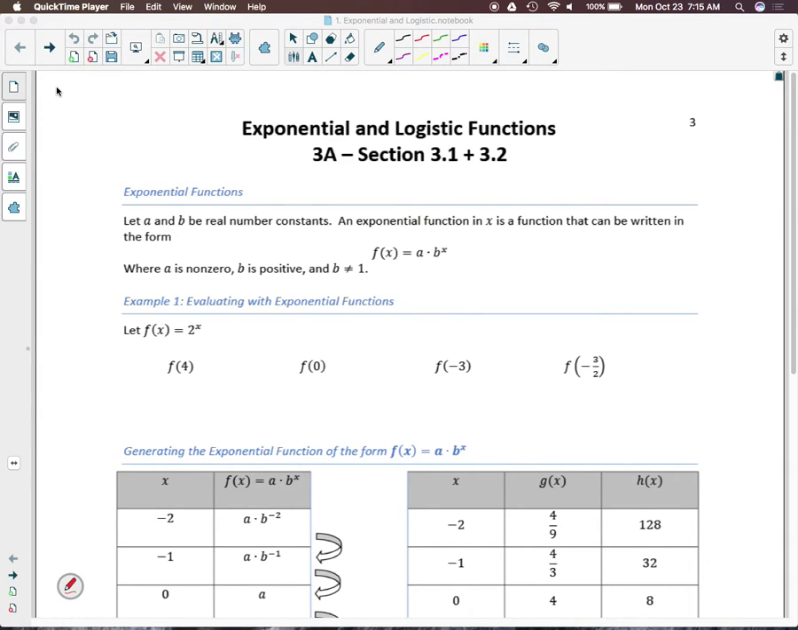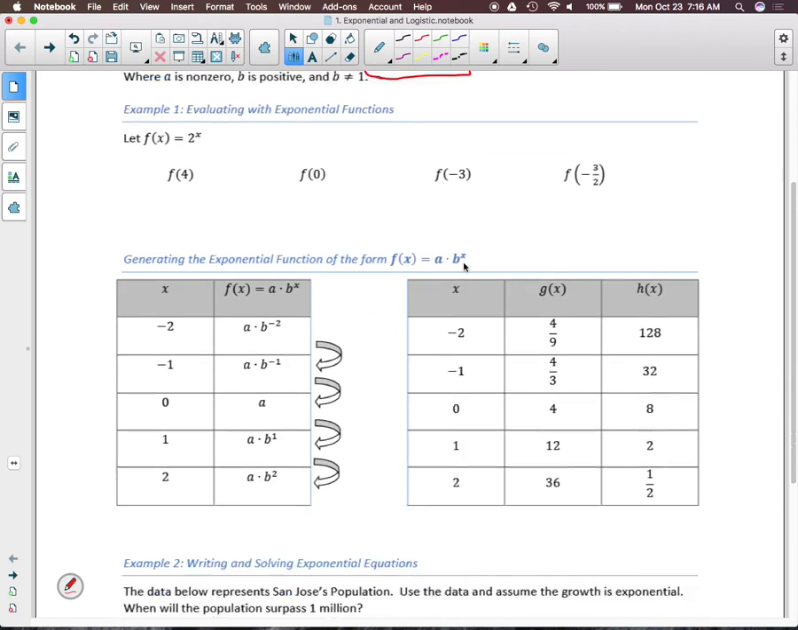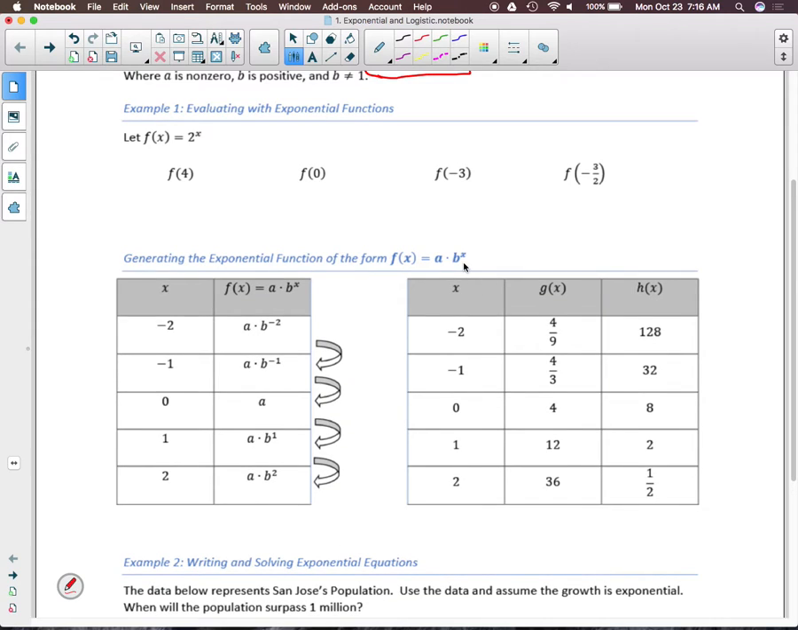So we'll start off with the basic form of an exponential function, which is right here. We've got f of x equals a times b to the x. So in an exponential function, basically x is in the exponent. We're just going to explore a little bit of this, and we're just going to do this first example 1 here.